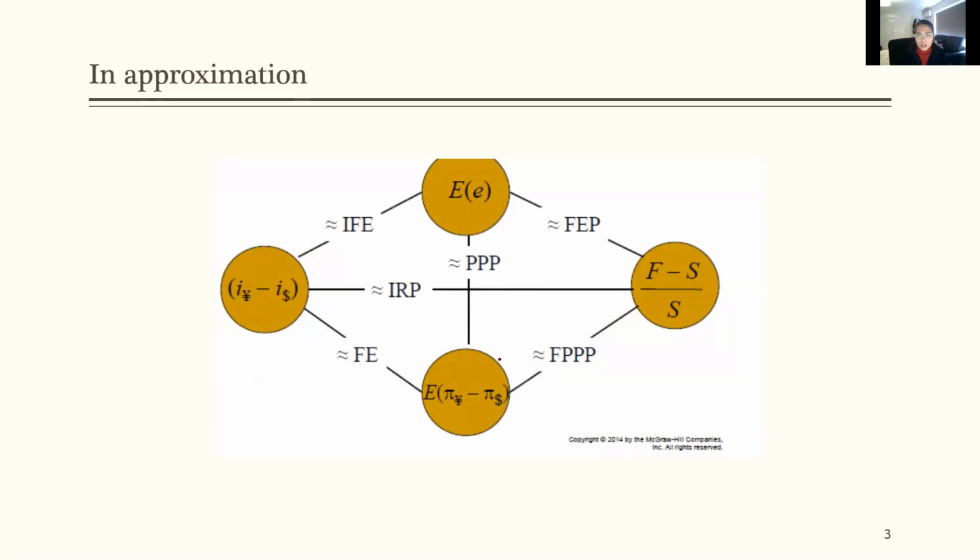We can also write the parity conditions in approximation. For example, for the IRP, I can write that the interest rate in Japan minus the interest rate in the US is equal to the forward rate minus the spot rate, divided by the spot rate. One reason why people write the IRP condition in approximation is because we can easily work out the expected movement in the exchange rate. For example, if the interest rate in Japan is greater than the interest rate in the US, so that i_Japan minus i_US is positive, then we can say that the forward rate is greater than the spot rate, which means that the market is currently expecting the USD to appreciate. So on and so forth.